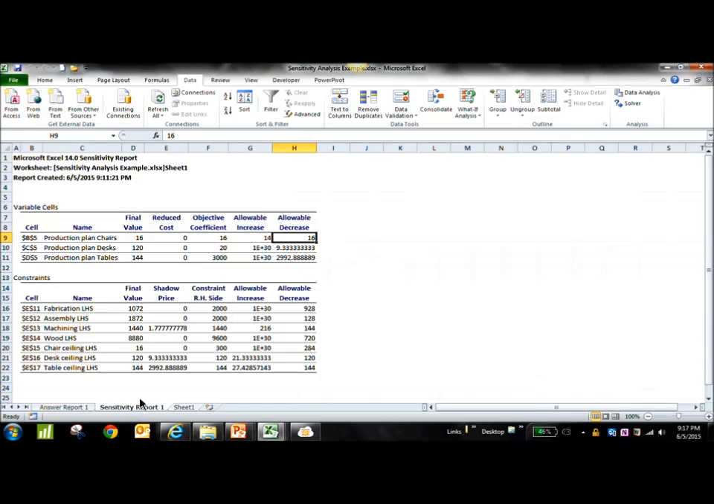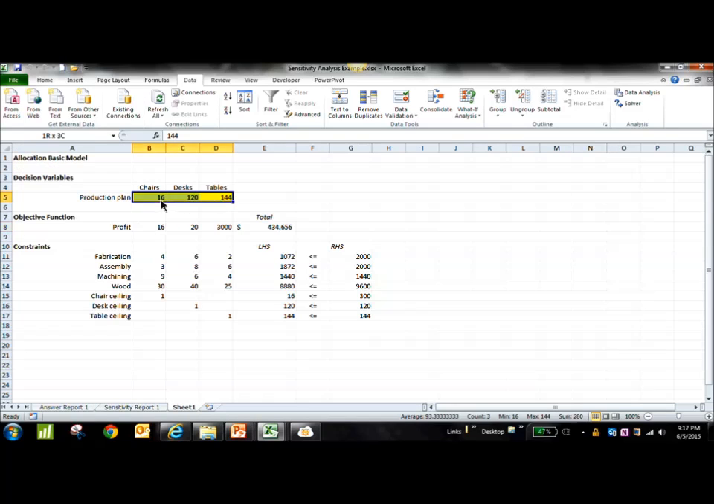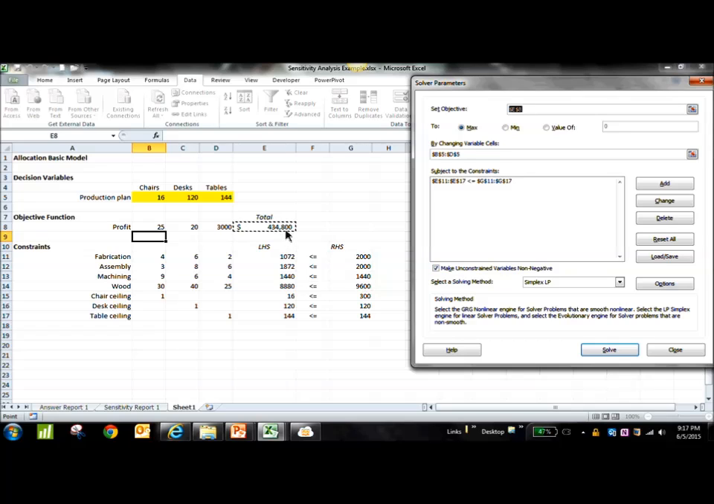So what we're saying is if I take this value, 16, and I increase it all the way to 30, or decrease it to 0, I will not be changing this production plan, but I will be affecting the objective function. Let's do that. Let me change this to $25 profit. Okay? And I run my solver. Look what's going to happen to this value. It will change. But look at this plan.